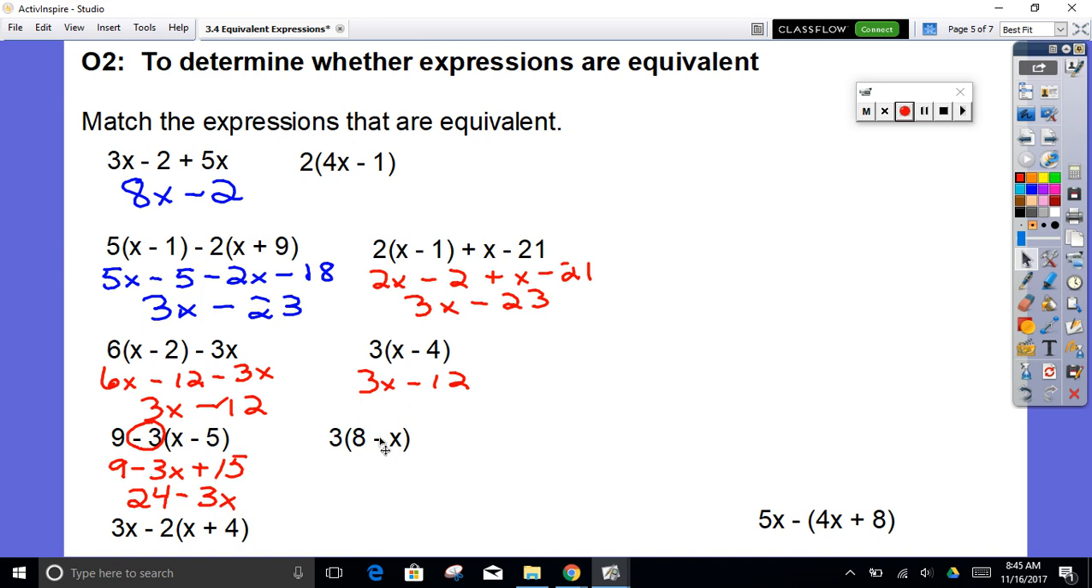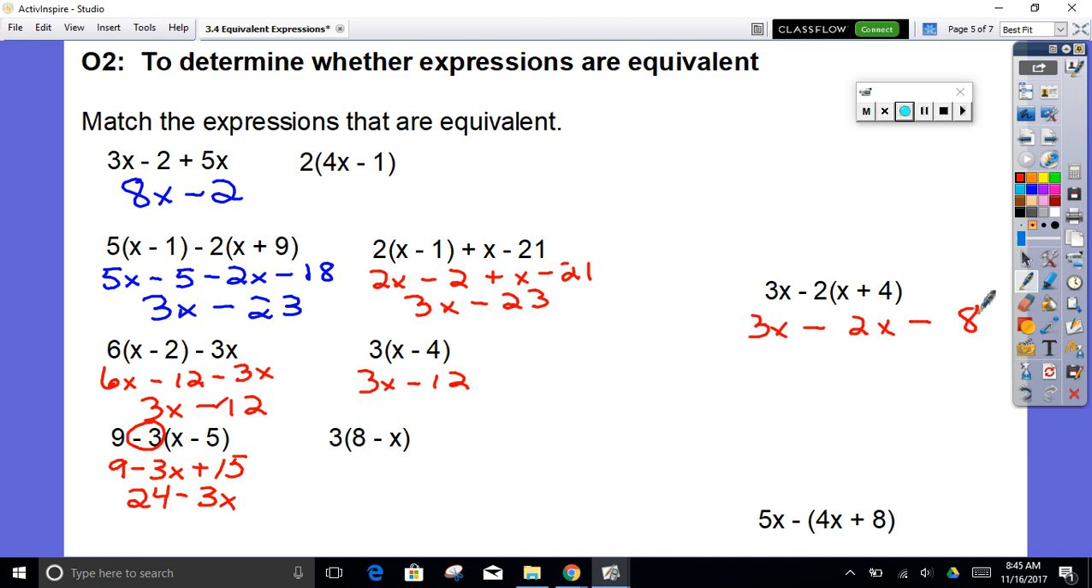Okay, just because we have one more to do, let's do the last one, even though we already know what it matches up with. Let me actually move this one over here so I have room to write underneath it. Okay, can you simplify that? It would be 3x minus 2x plus 8. Good. Now combine like terms.